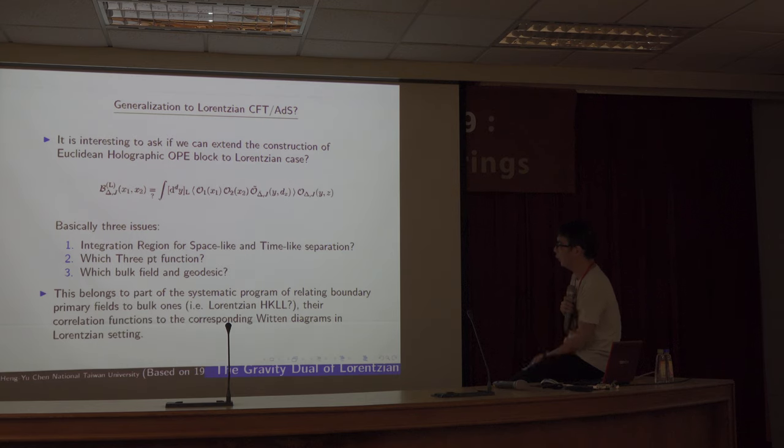Second, after we've done the contraction in the Euclidean case, essentially the integration kernel was the normalized three-point function, and we integrate it with the original operator. So now in the Lorentzian case, which three-point function? Could it be Wightman, or do we need to consider the time-ordered case? And finally, for each of those spacelike and timelike cases, do we have to modify the definition of our bulk field? I mean, do we have to modify the HKLL representation?